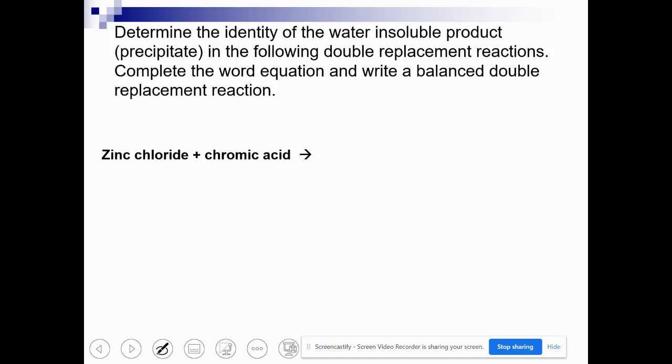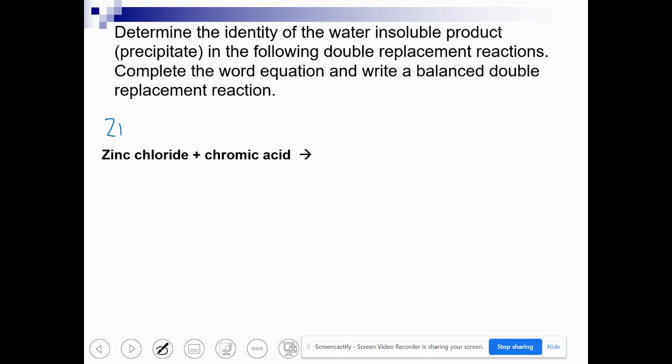Okay, I have one more of these. And the reason I have this one is because anytime it involves an acid, students find that a little bit tough. A lot of times I'll get students, they want to say zinc acid and chromic chloride. Well, that doesn't make any sense.